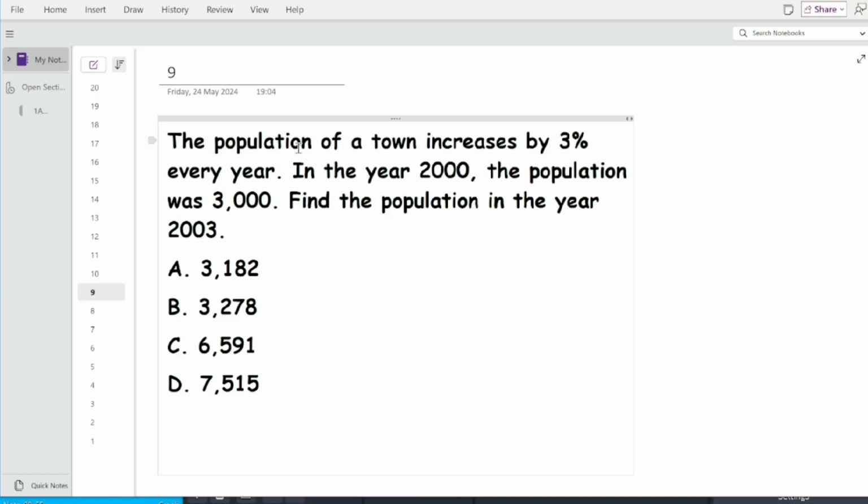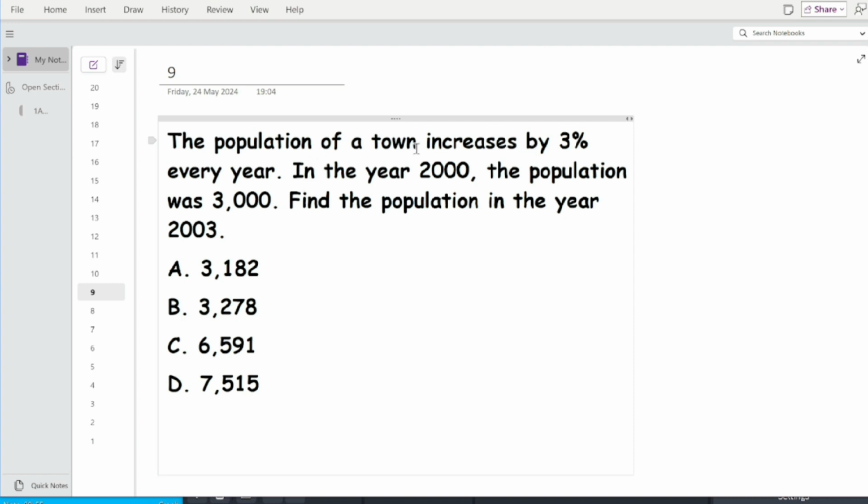Question 9. The population of a town increases by 3% every year. In the year 2000, the population was 3,000. Find the population in the year 2003. Merely looking at this question, you should know that this question is a compound interest question.